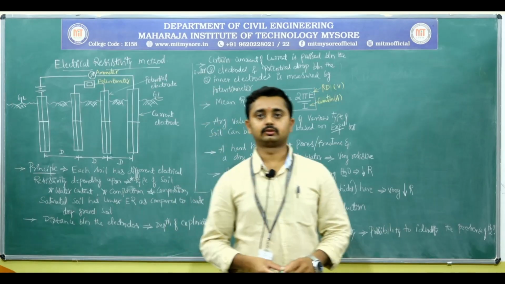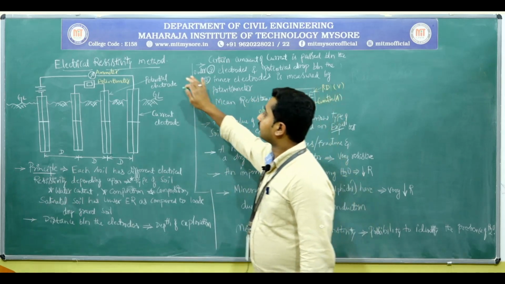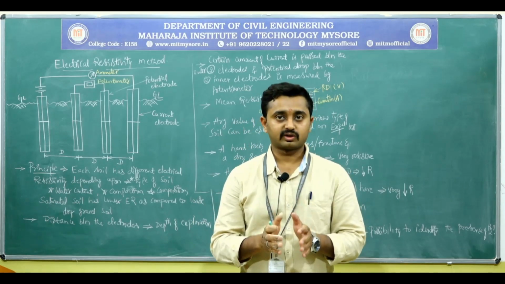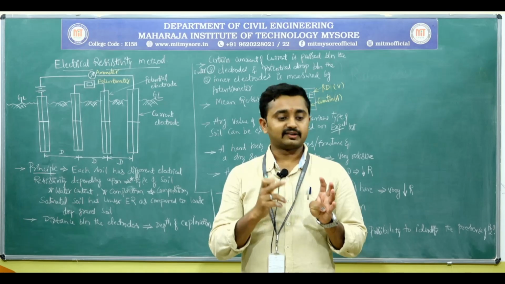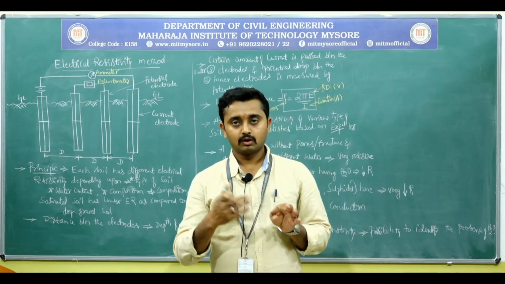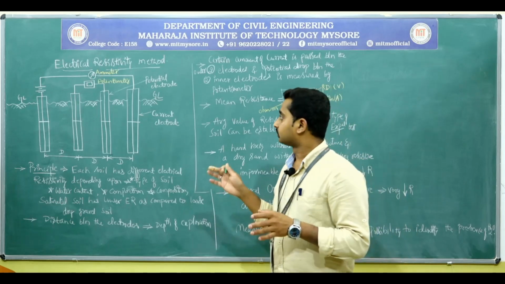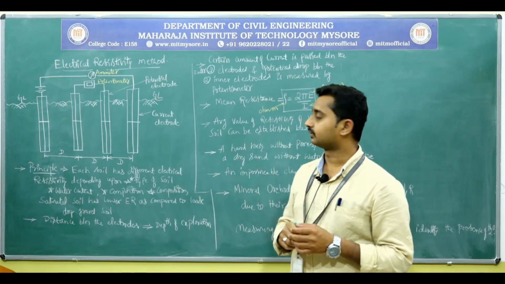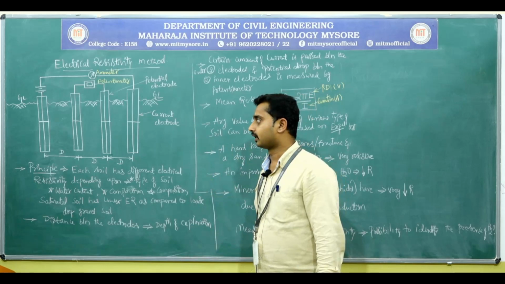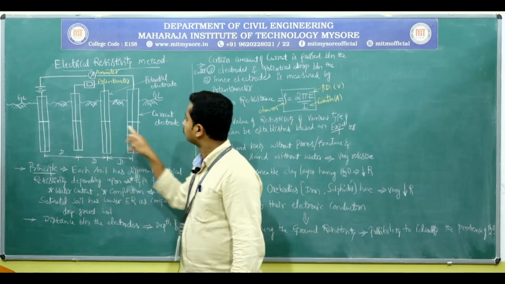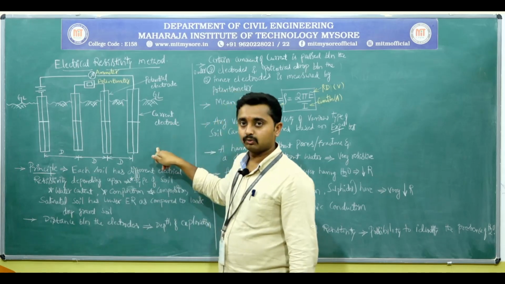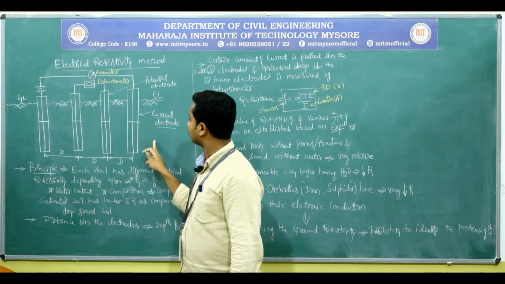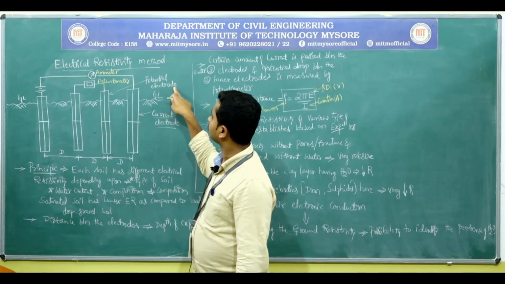Okay, yes. Next topic is the electrical resistivity method. This is one of the most important methods of groundwater investigation. Electrical resistivity method and seismic refraction method. The seismic refraction method will be explained in the next few minutes. First, the most important one to investigate the groundwater below the ground is the electrical resistivity method. Carefully observe the diagram. There are two outer current electrodes and two inner potential electrodes.